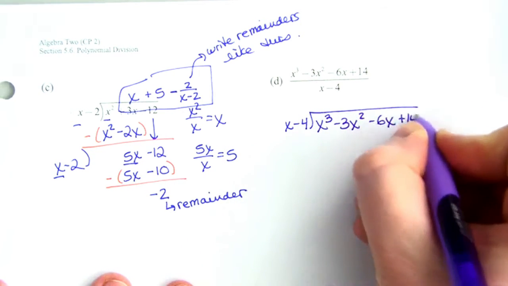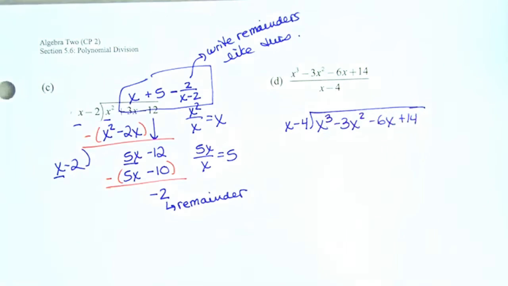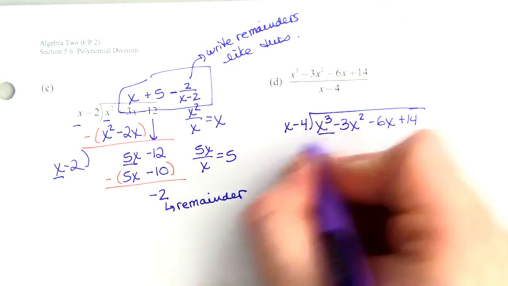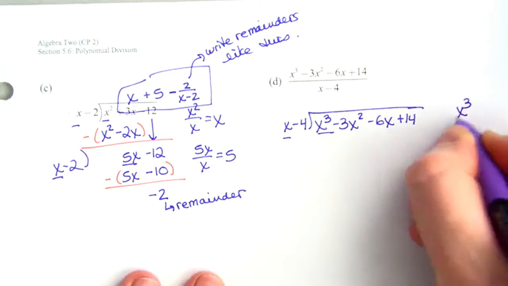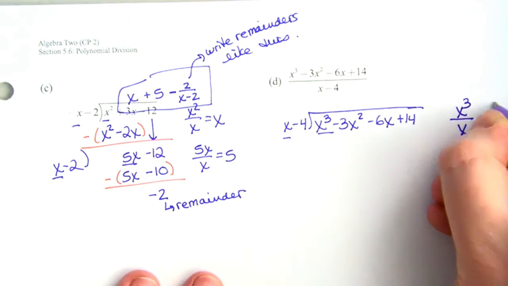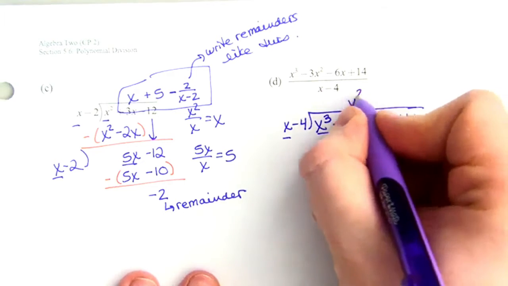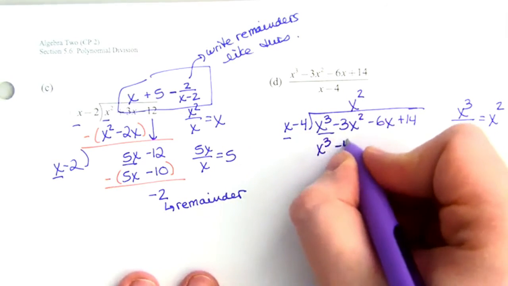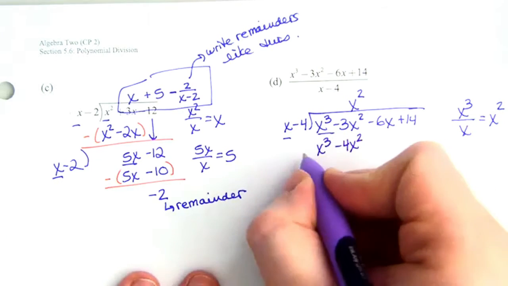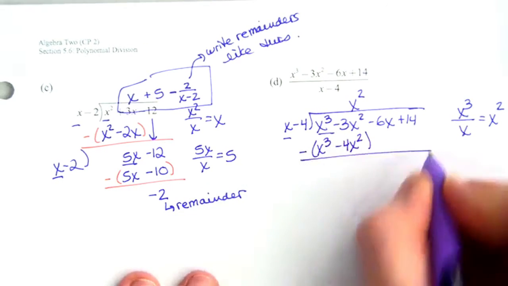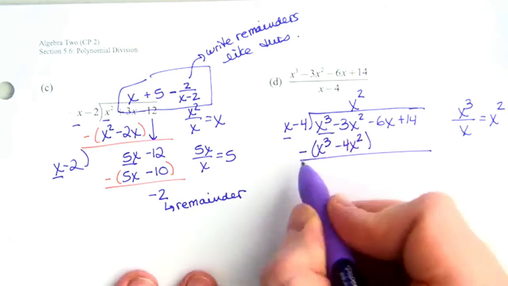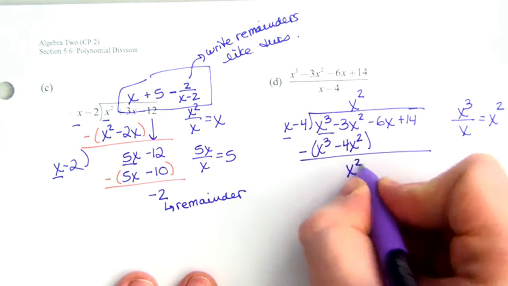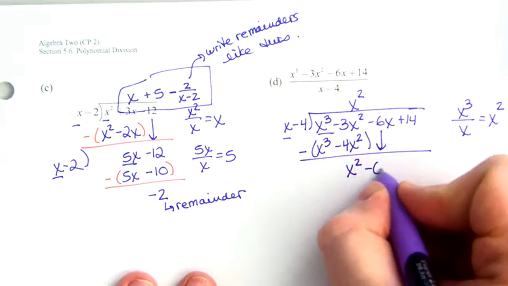Okay, now I think you can go do this and send the remainder into Edpuzzle. Divide. Multiply x squared times x cubed. X squared times minus 4x squared. Put in parentheses and subtract. Gone. Negative 3 minus negative 4 is positive 1, so x squared. Bring down.